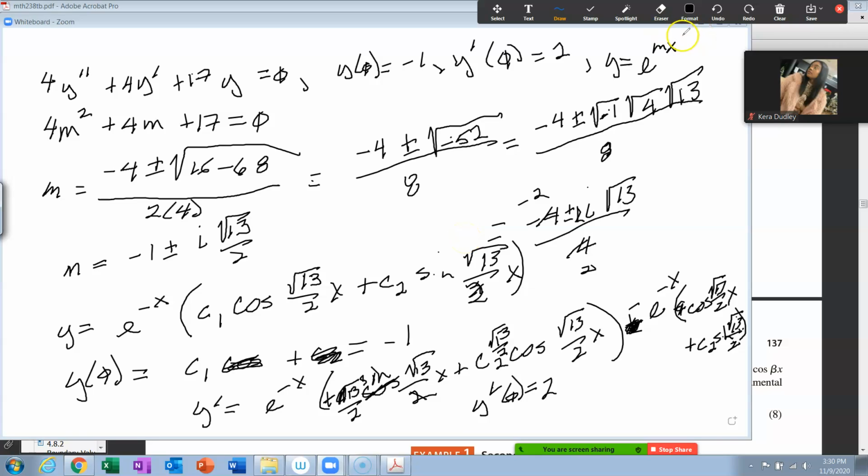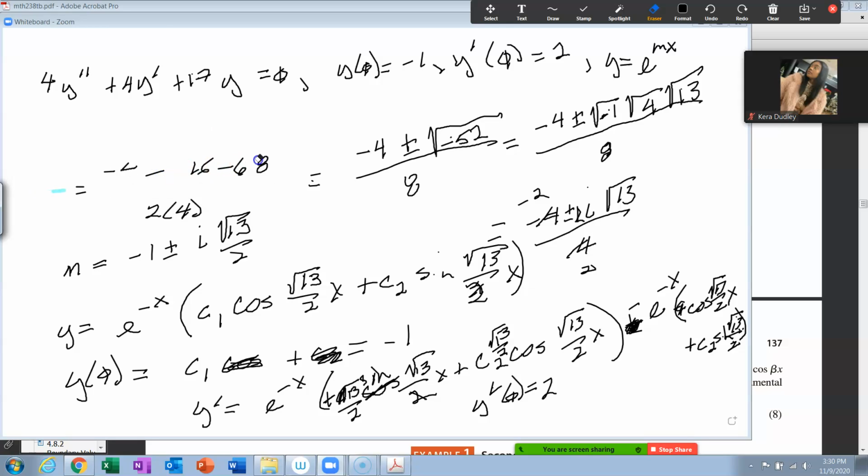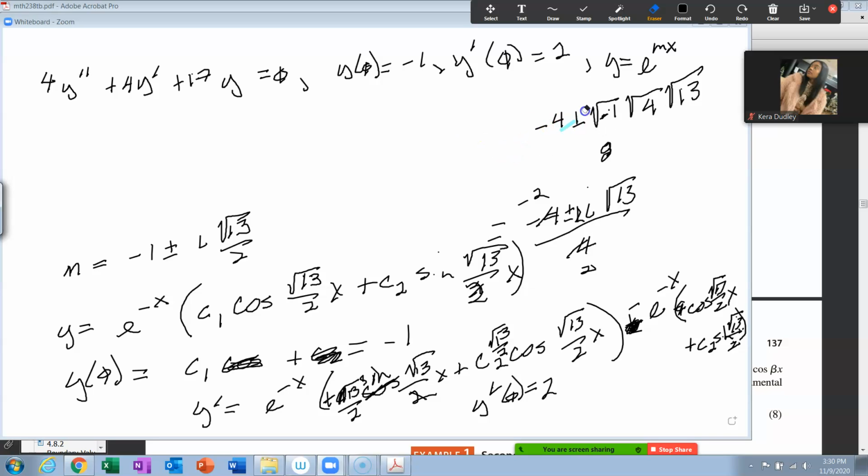Let me see if I can erase some stuff here. There we go. Okay, I don't think I need this anymore. Nor do I need this anymore. I hope I don't. If I do, y'all have to recreate it. Okay, sorry about that.